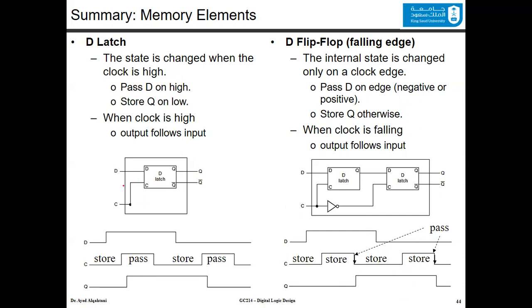From the design point of view, you have only a single D latch here. You have the D, and you have the clock in the input, the Q and the Q bar as the output. From the flip-flop point of view, you can design the flip-flop using 2 latches, where one of them is a master and the other one is the slave. And to know the type of the flip-flop, you check the position of the inverter connected to the second latch. Now, when the clock is high, the output follows the input in the D latch. Here, when the clock is falling, the output follows the input.